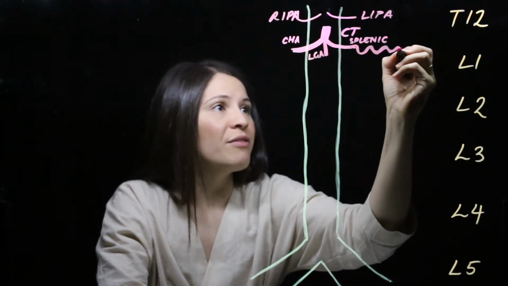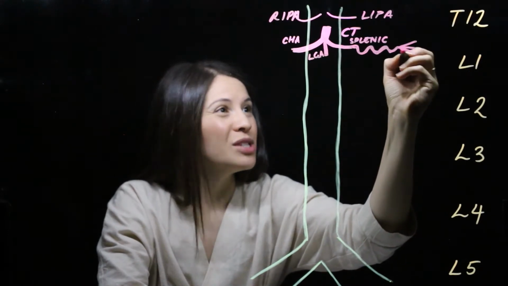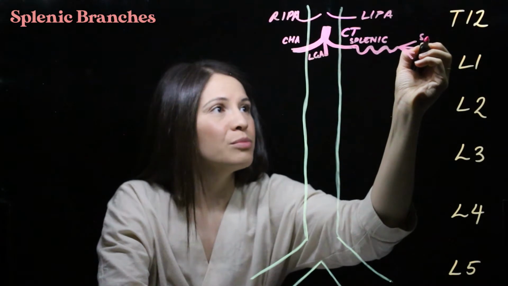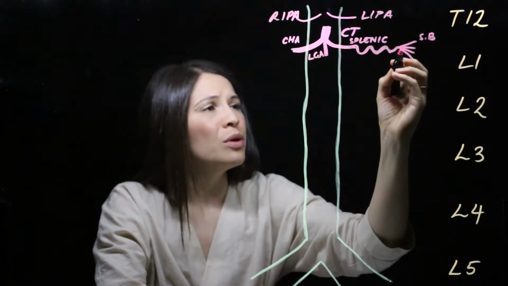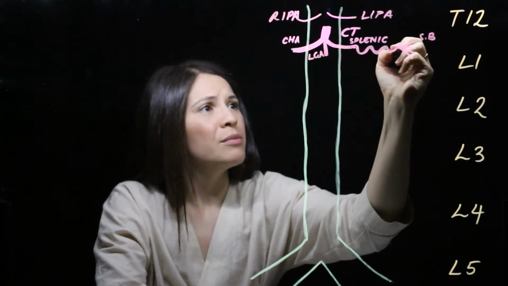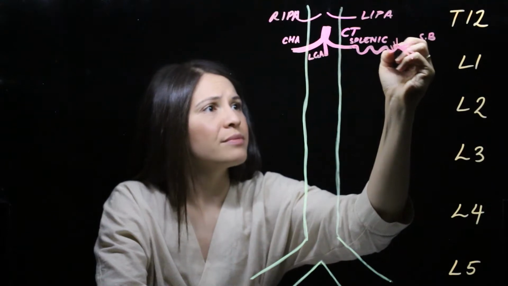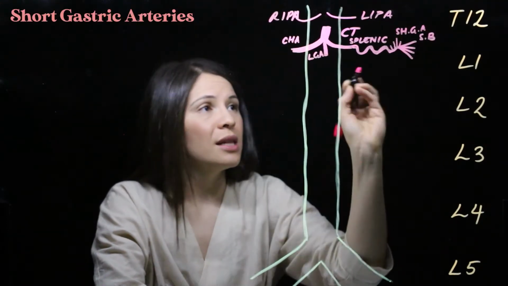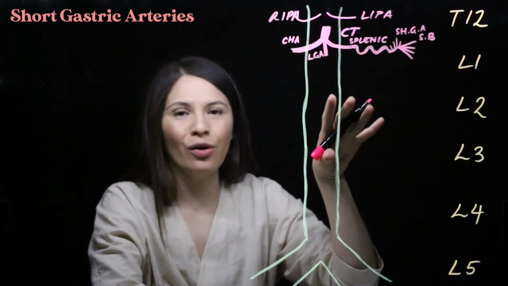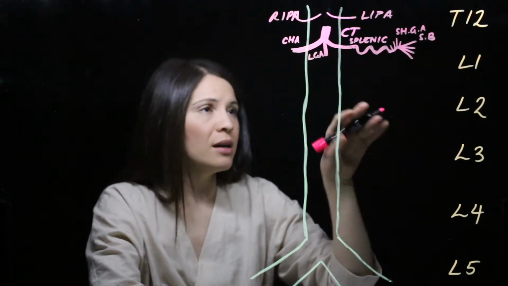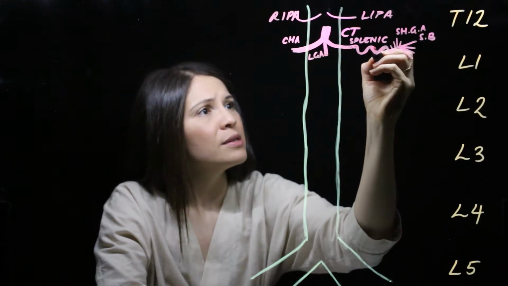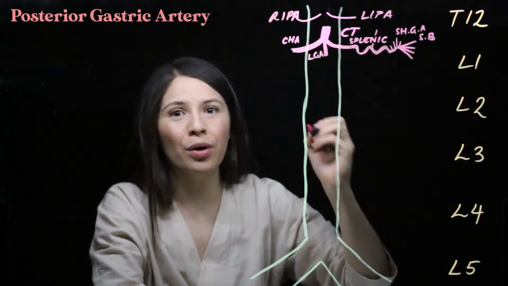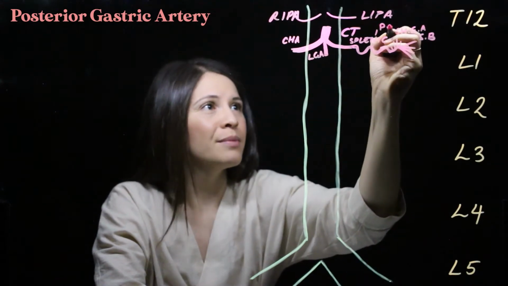So it is going to give off branches that go into the spleen, which gives it its name. So these are your splenic branches. I'll just put SB. And you will also have some branches coming off here, which are your short gastric arteries. These go up to supply the fundus of the stomach. You will also have coming off the splenic, I'm just going to pop it here behind the word, your posterior gastric artery.